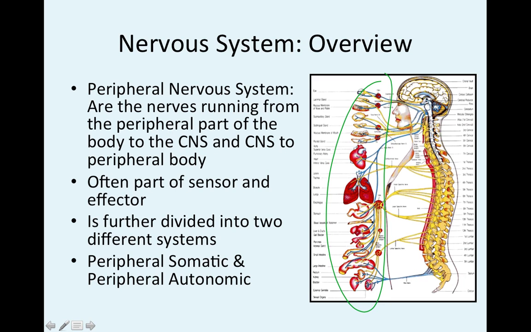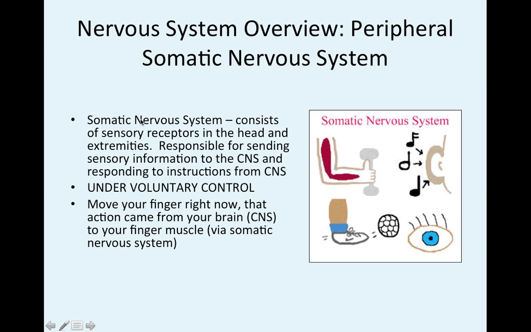the message from my brain down my spinal cord and then out one of these peripheral nerves, and it will be a somatic peripheral nerve because I'm controlling it. It's under voluntary control. That's the big thing. So if I want to move my finger right now, that action came from your brain, CNS, to your finger via the somatic nervous system.